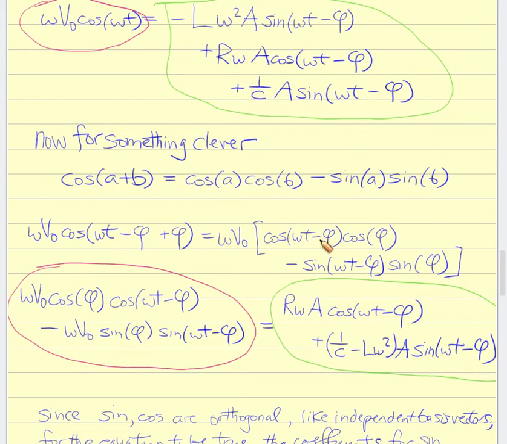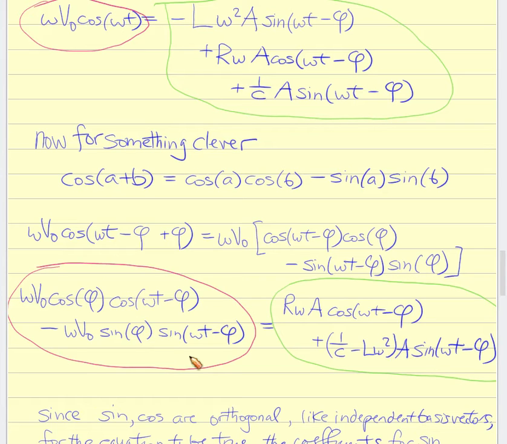So A becomes omega t minus phi, B becomes phi, and then what we have on the left-hand side goes through the identity and turns into this. And what do we have? Well, we've got something that's a coefficient in front of a cosine omega t minus phi term, plus some other constant times a sine omega t minus phi term.